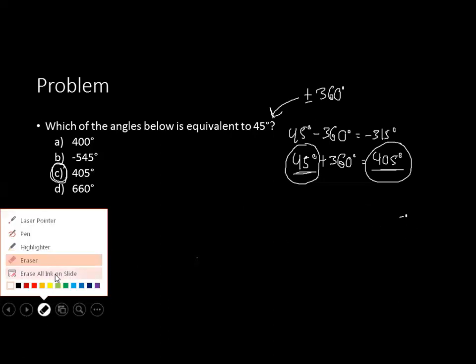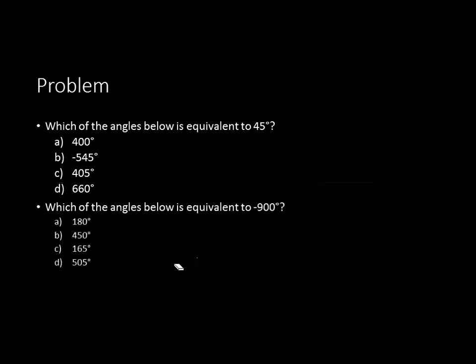So therefore, they are equivalent to each other. Now next. Which of the angles below is equivalent to negative 900 degrees? A, 180 degrees. B, 450 degrees. C, 165 degrees. And D, 505 degrees. What do you think is the answer?